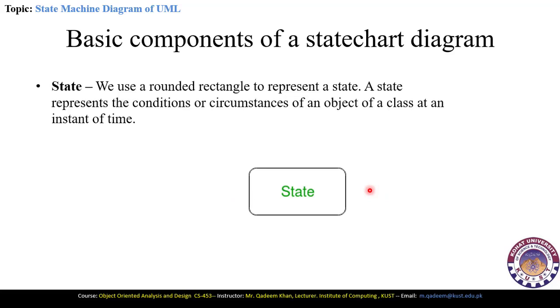Another component is the state itself, which represents certain functionality, and a state is represented with a round rectangle. A state represents the condition or certain circumstances of a particular object of a class at the point when that particular state is executing. So the state represents a behavior or functionalities of the system.